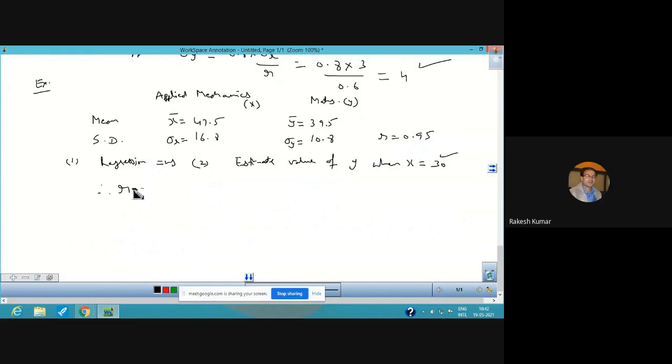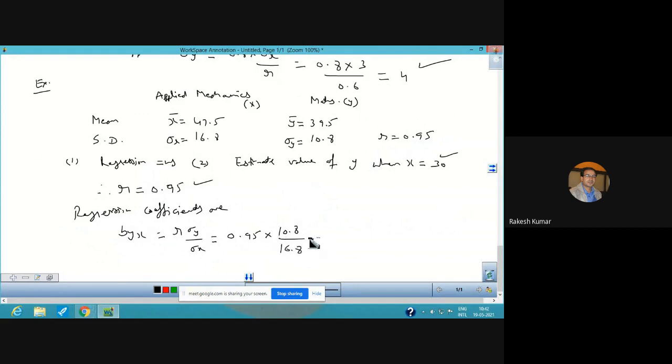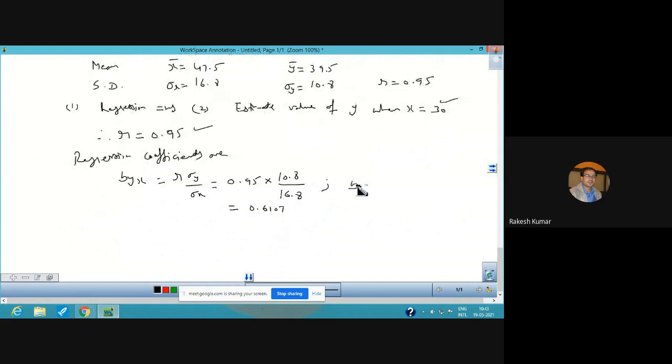So r is given to us as 0.95. Now the regression coefficients are: the first one is byx, that is r sigma y over sigma x. So 0.95 into 10.8 upon 16.8. This comes out to be 0.6107. Now the second regression coefficient bxy is r sigma x over sigma y.